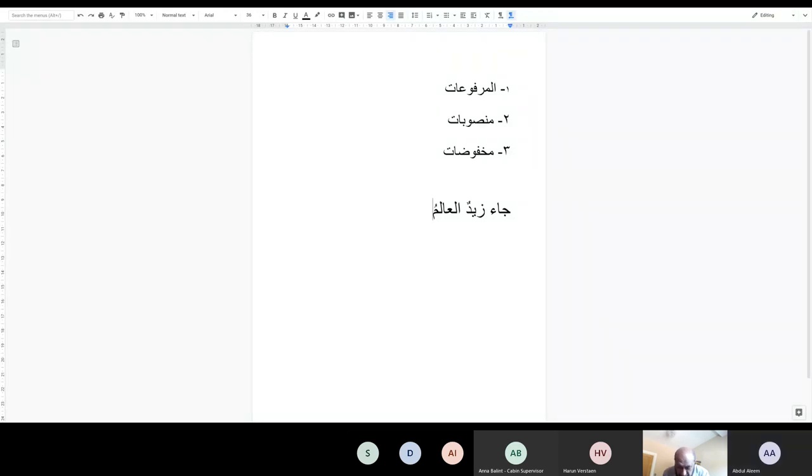So what if it is in the state of jar? Marartu bi Zaydin al. What should the final haraka be? Should it be fatha, kasra, dhamma? Kasra, saqallahu khair. Marartu bi Zaydin al-alimi. It should be majroor. And if it is mansub, ra'aytu Zaydan al-alima, and so on. So it follows whatever state the man'ut is. And what are the other things that it follows? Wa ta'rifihi wa tankirihi. It also follows it in its definiteness.